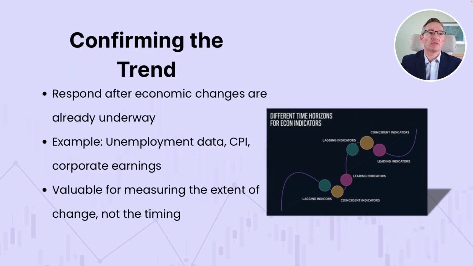Next, we have the final category. Now, the final category are lagging indicators. These respond only after broader economic changes have already occurred. For example, unemployment figures, CPI, corporate earnings. They don't predict future movement, but what they do is they confirm and quantify what's already taken place.